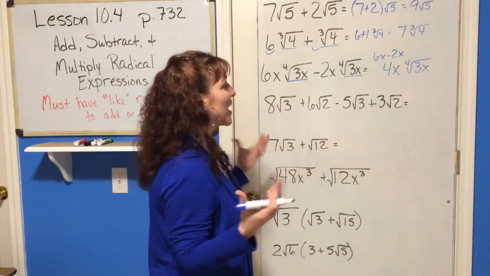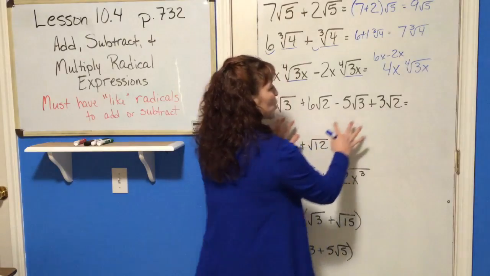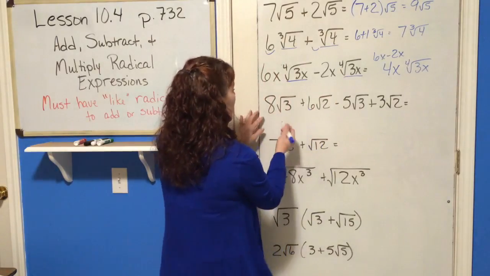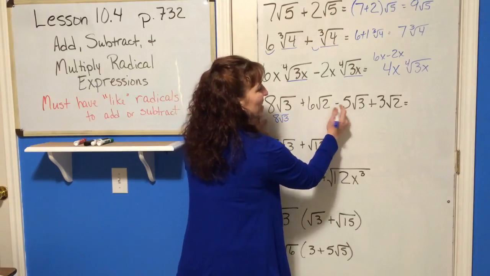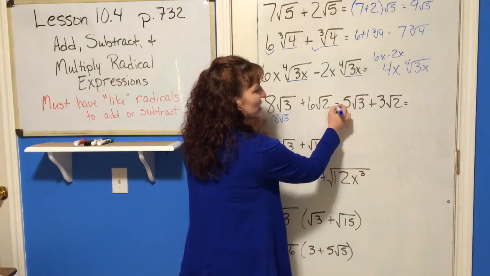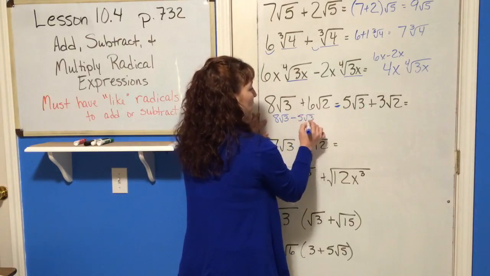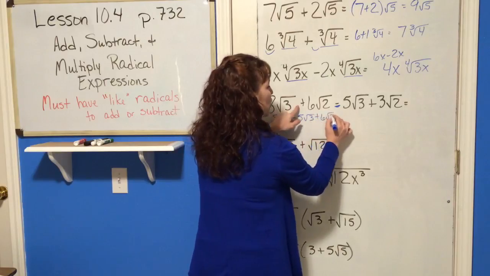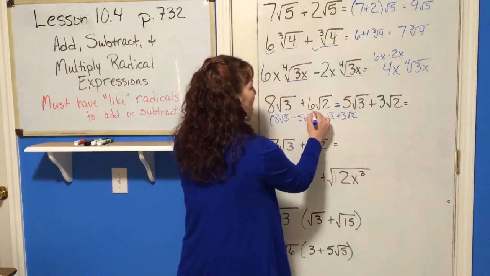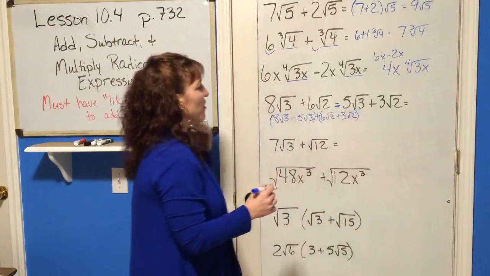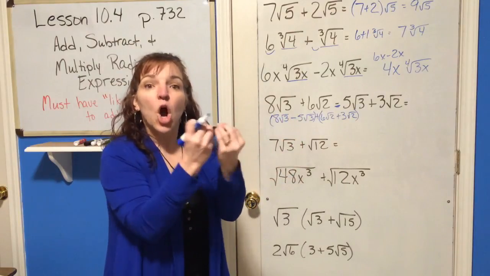Remember, they have to be alike. But in this case, we've got some that are alike, and so what we can do is use the commutative property and move these around. So 8 square root of 3. Now be careful when you're moving it to keep the sign with it. This negative sign has to go with the 5 square root of 3. Plus 6 square root of 2 plus 3 square root of 2. So all I've done is move them around so that the square roots that are the same are together.